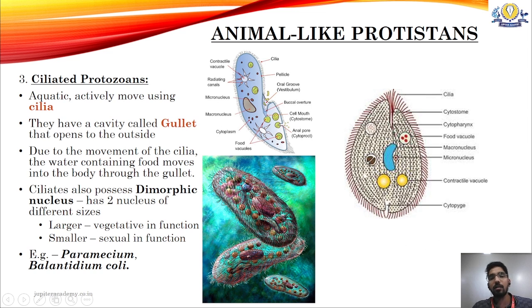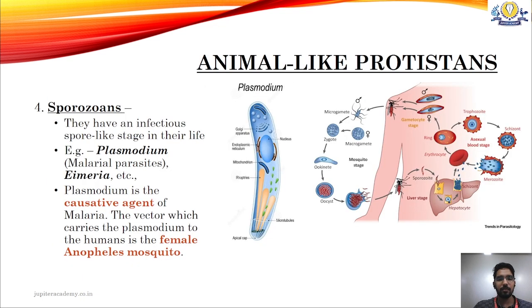An important feature of this group is the dimorphic nucleus. It has two types of nucleus of different sizes, that's why it's called dimorphic. One is bigger, called the macronucleus, and the other is smaller, called the micronucleus. The larger nucleus is vegetative in function, whereas the smaller nucleus is sexual in function and takes part in sexual reproduction. Examples for ciliated protozoans are Paramecium and Balantidium coli.